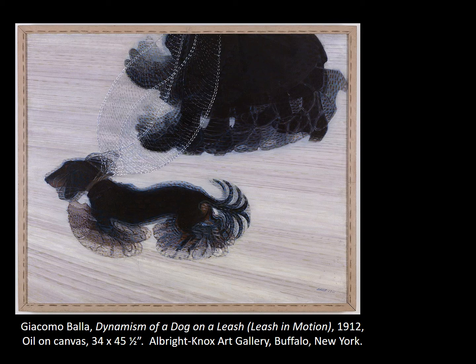Right, you can see the woman's skirt walking a dog, and it is called the Dynamism of a Dog on a Leash. And that term comes back. Dynamism is something the Futurists are interested in. It also was a name for their movement. And it's actually something they wrote about in the Technical Manifesto of Futurist Painting, which was published in 1910.